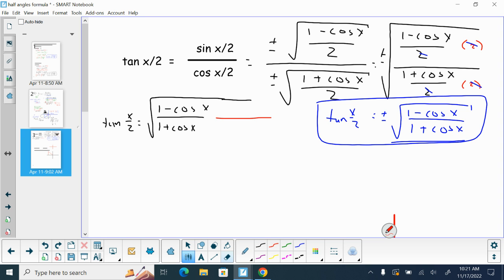If you have 3 over 6, you can divide top and bottom by 3 to give you 1 over 2. Equivalent fraction properties. You can also do that with multiplication. We can multiply 2/3 by 5 to give us 10/15 and get an equivalent fraction. Well, what we're going to multiply by is 1 minus cosine of x, top and bottom, by 1 minus cosine of x.